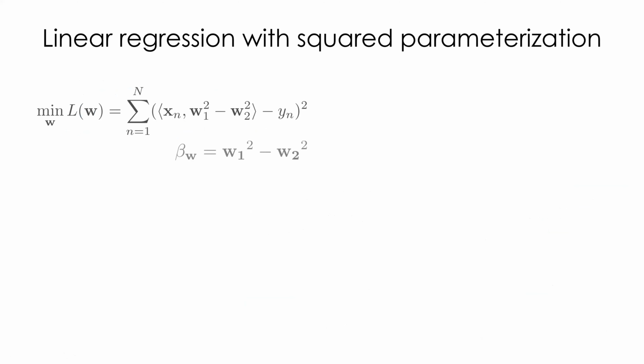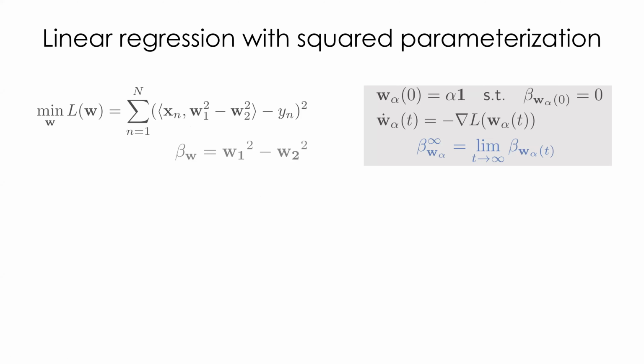And for that, we restrict to this very basic linear model, but we also want to represent both positive and negative vectors. So instead of writing beta as W square, we write it as W1 square minus W2 square. So this way, over W, you can represent both positive and negative values of beta. And we again study the same setting where we initialize the parameters, both W1 and W2, to alpha times the all ones vector. It could be any constant vector. And then we run gradient flow on this problem and study what gradient flow converges to as we optimize this problem.